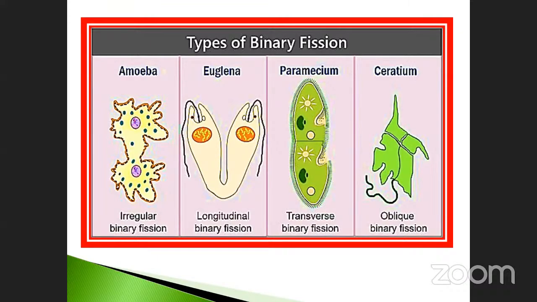Please tell me what are the differences between these three: Amoeba, Euglena, Paramecium. Anybody else? According to these three, will you please? Single celled. Single celled, okay, doesn't matter. Is the amoeba a prokaryote or eukaryote? Amoeba, prokaryote, isn't it?